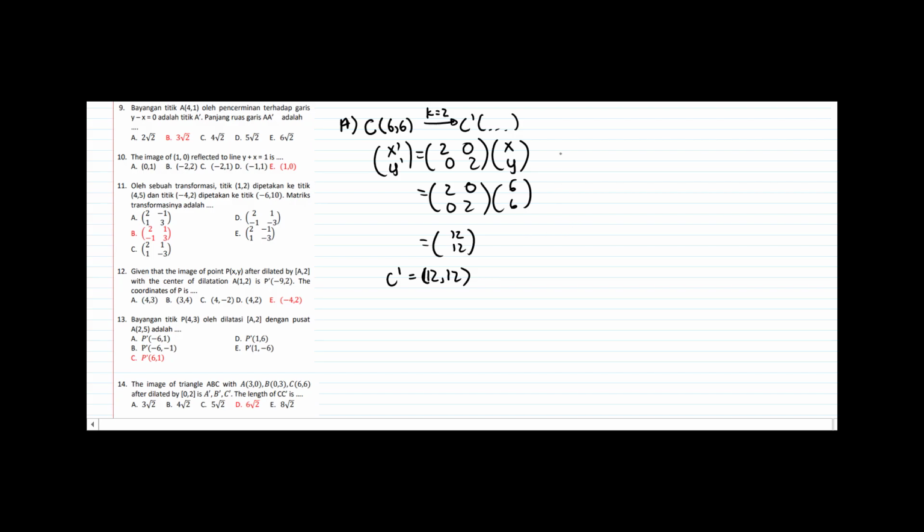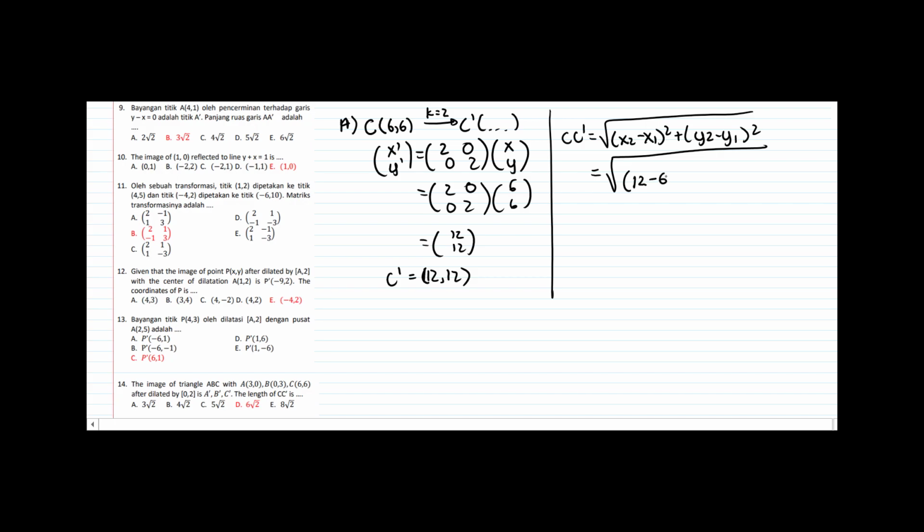The question wants us to find the length of CC accent. Root of (x2 minus x1) square plus (y2 minus y1) square. Okay, put the numbers. x2 is 12 minus x1 is 6 square, plus 12 minus 6 square. The result will be 6 square 36, 6 square 36, root of 72, 6 root 2. D, easy.